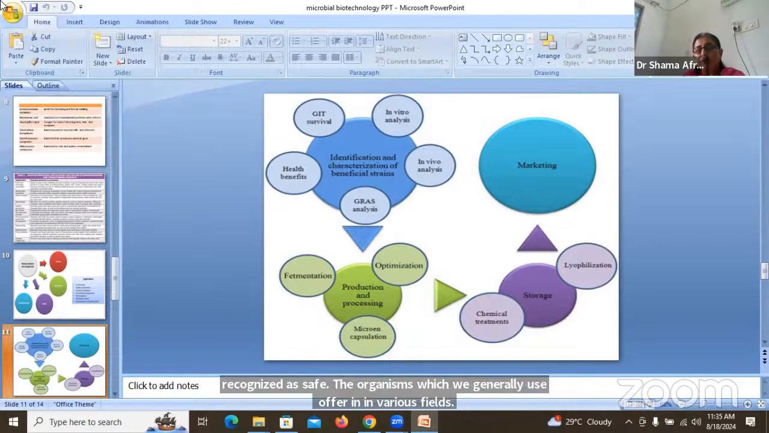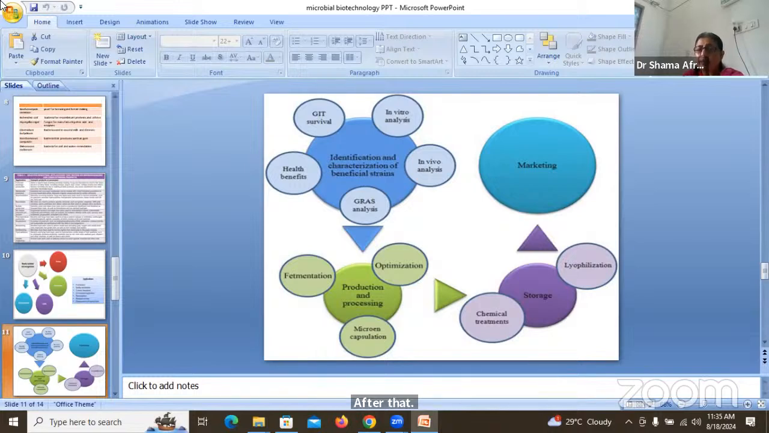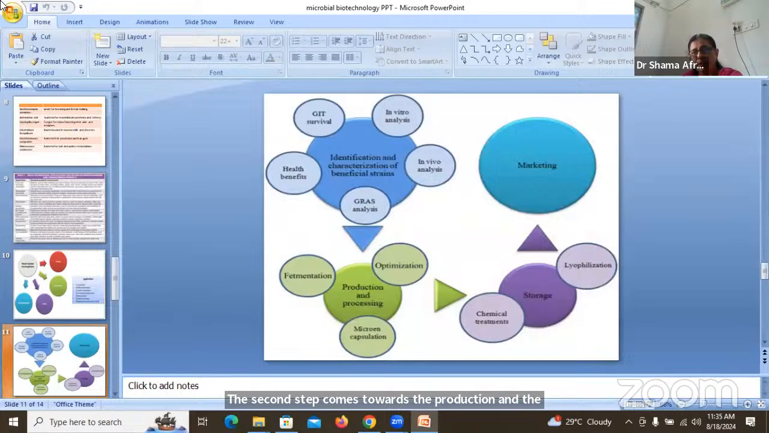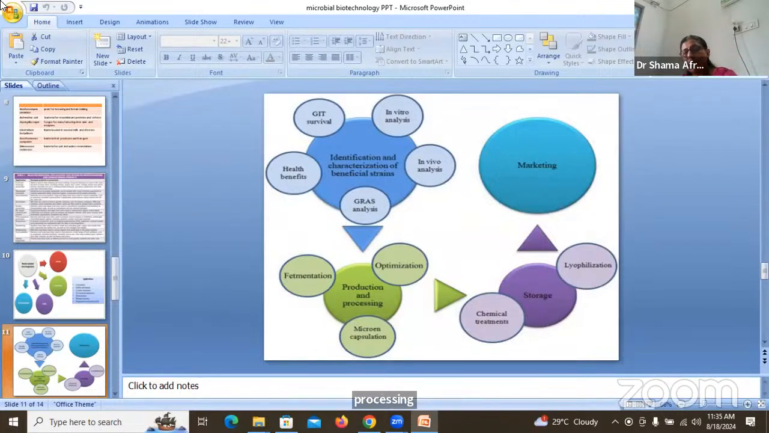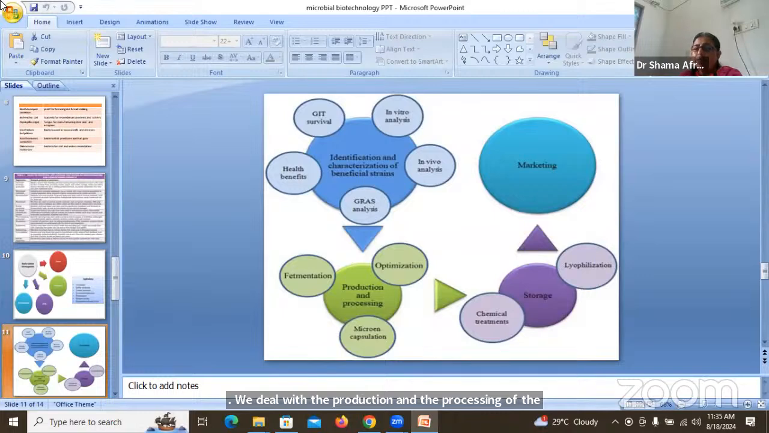After that, when we have identified and characterized this bacterial strain, the second step comes towards production and processing, that means industrial biotechnology. The first part is microbial biotechnology. The second part is industrial biotechnology, in which we deal with the production and processing of the product. In this, we optimize the method of production or standardize the process, and microencapsulation is done, and fermentation is carried out for the production.